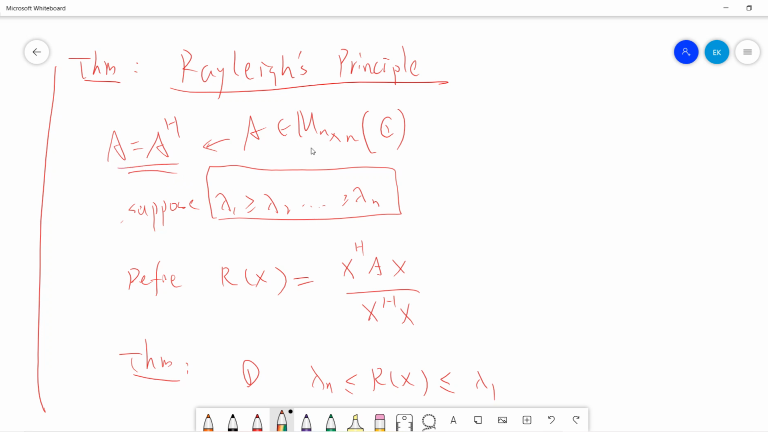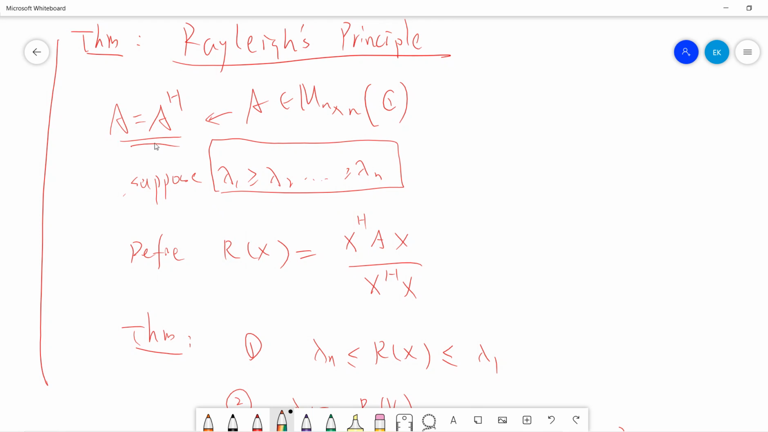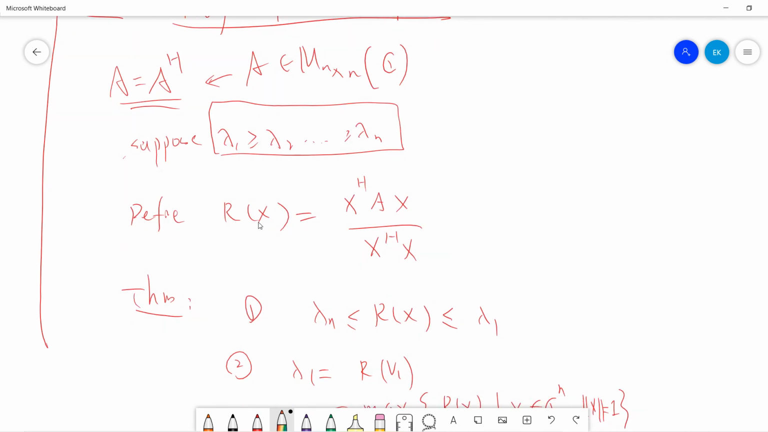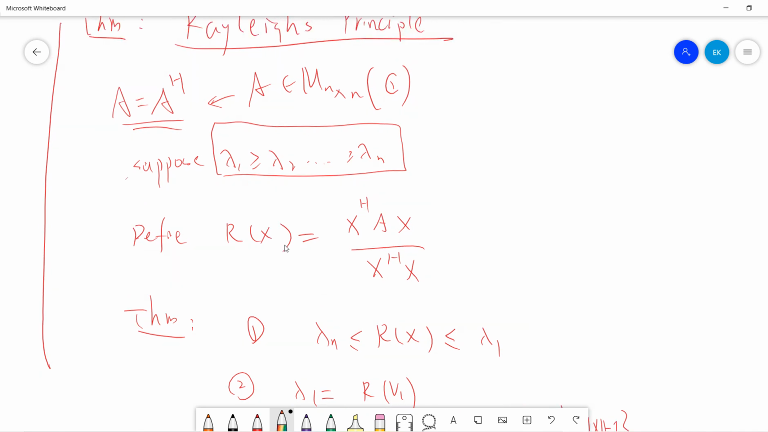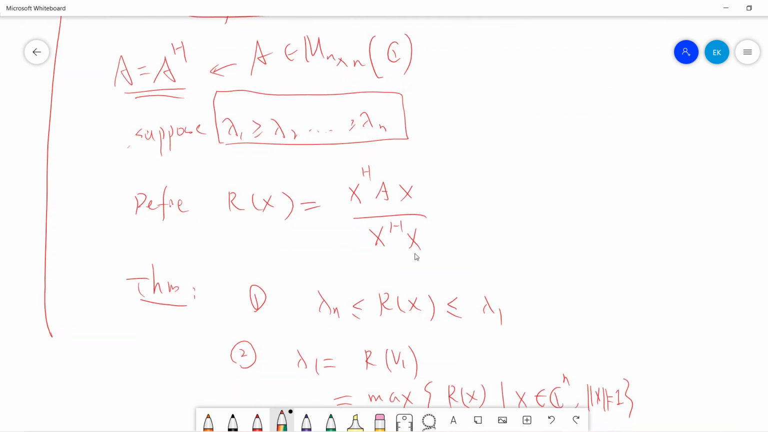Let's say A is an n by n matrix with complex coefficients, and A is Hermitian. That means A is so-called self-adjoint. If you restrict from complex to reals, then A is called a symmetric matrix. Suppose the largest eigenvalue of A is defined to be lambda 1, the second largest to be lambda 2, and the final one to be lambda n. Define R of x, where x is a column vector, to be x Hermitian, which basically takes the complex conjugate transpose of x, A x, so this is a quadratic form, divided by x Hermitian x.